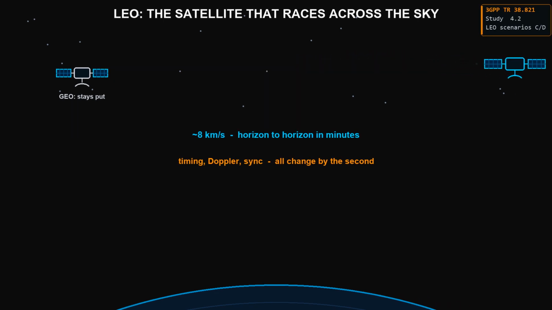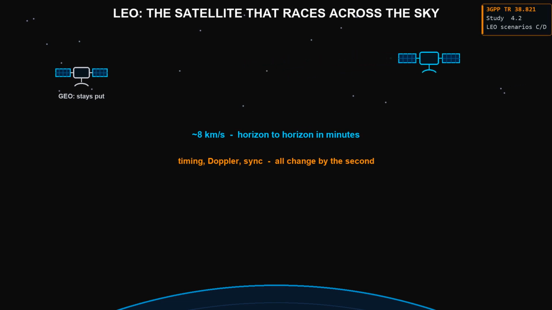This is low Earth orbit, described in 3GPP's study TR 38.821 as scenarios C and D. Let's see why it's the hard one. Let's get concrete about the orbit.